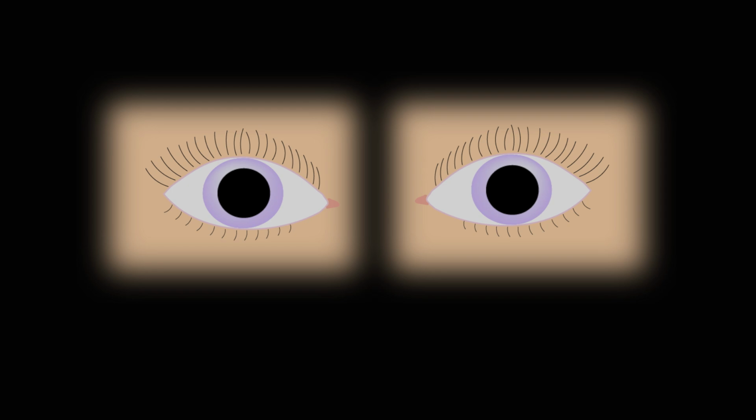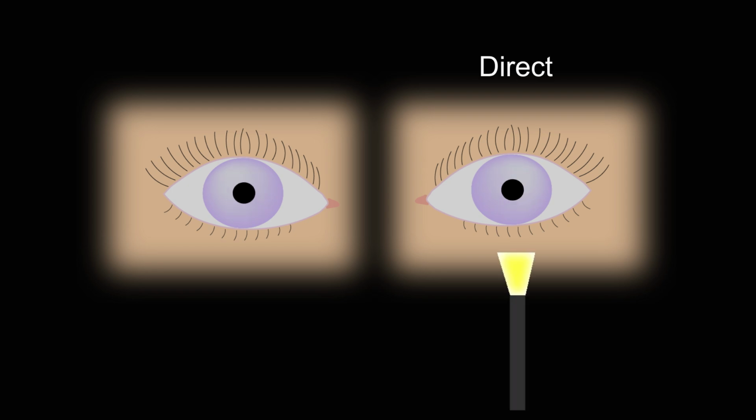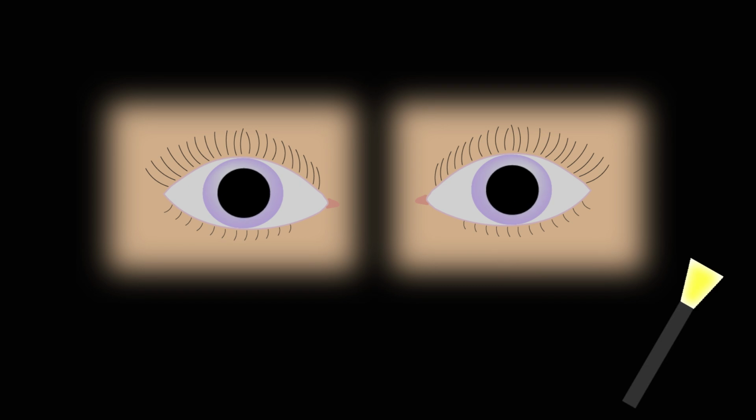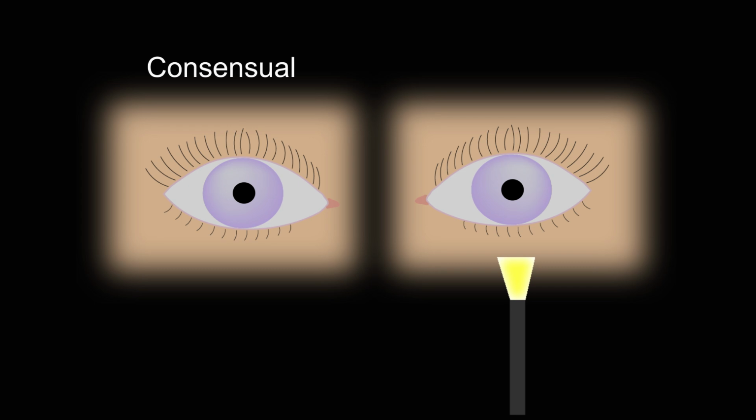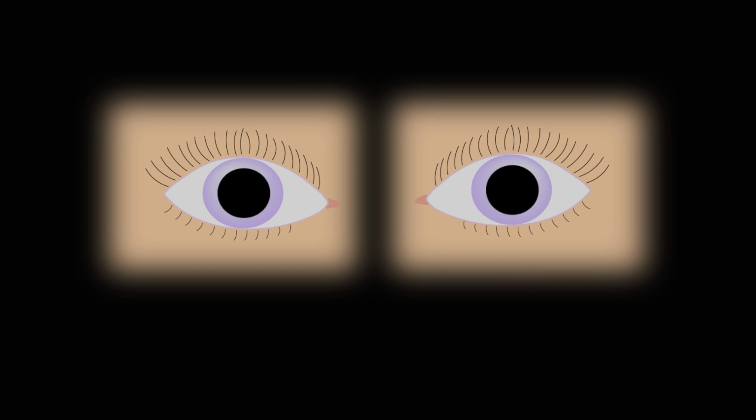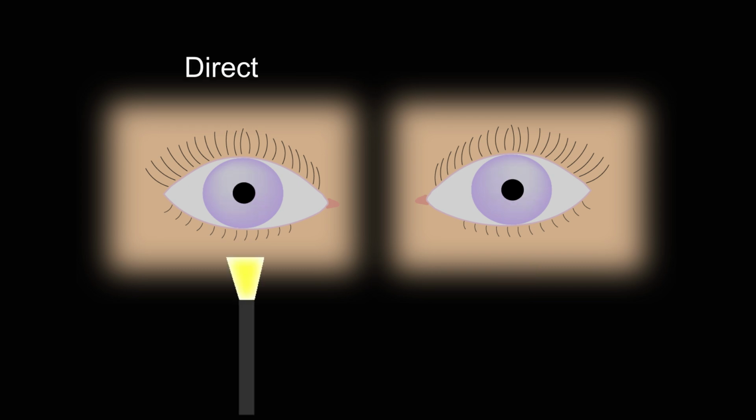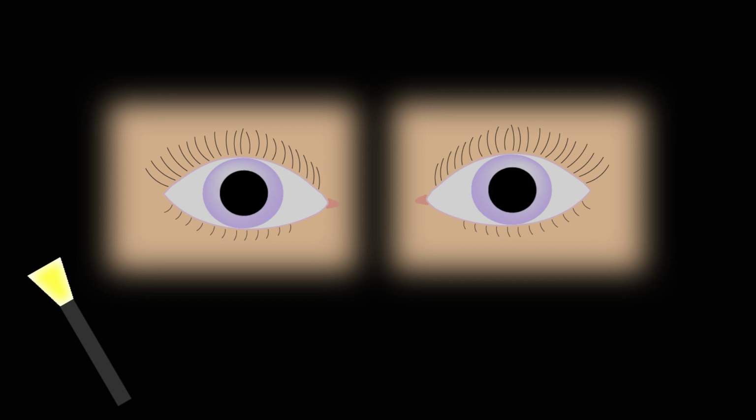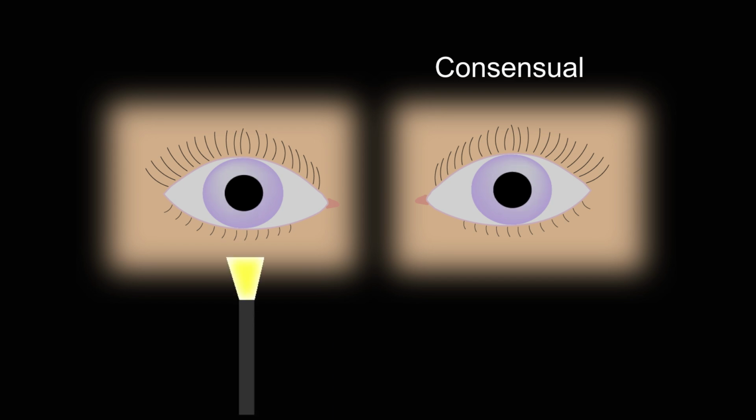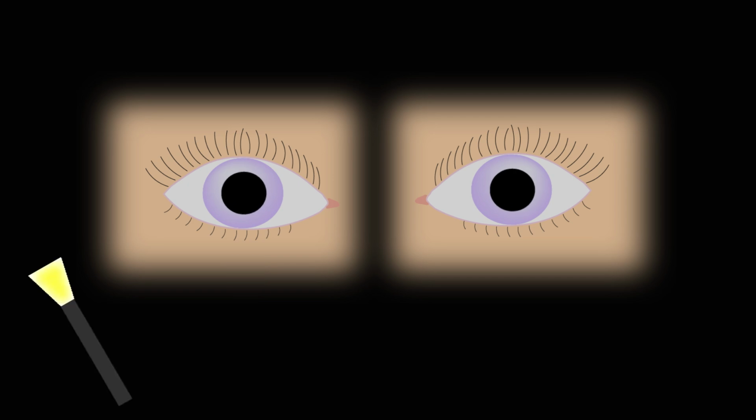Next, check their reactivity to light. Shine the light into one eye, checking for the direct response. Remove the light and wait for the pupils to relax again. Apply the light again, but this time watch the opposite eye to check for the consensual response. Alright, good. We're going to repeat that on the other eye. Note, the pupils should both react briskly and equally to the light.